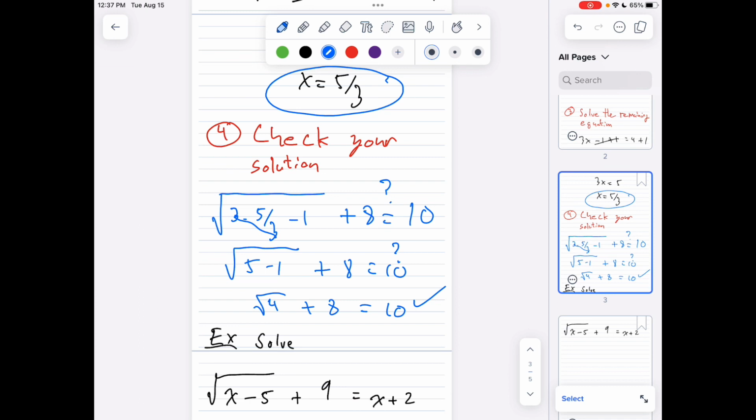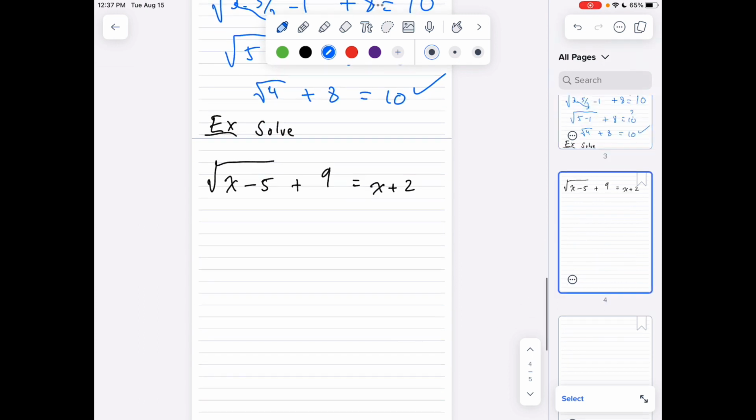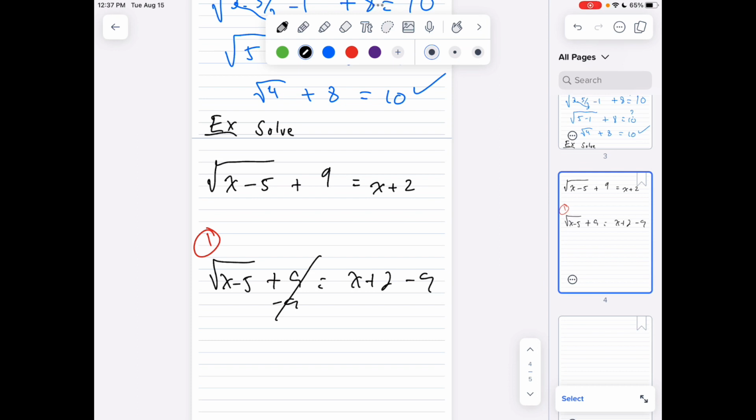All right. Now let me go through another example here. Step 1 with this equation would be to isolate the radical. So that square root of x minus 5, we want it to be alone. So I'm going to go ahead and subtract 9 from both sides. Subtract 9, to get the square root of x minus 5 equals x minus 7.